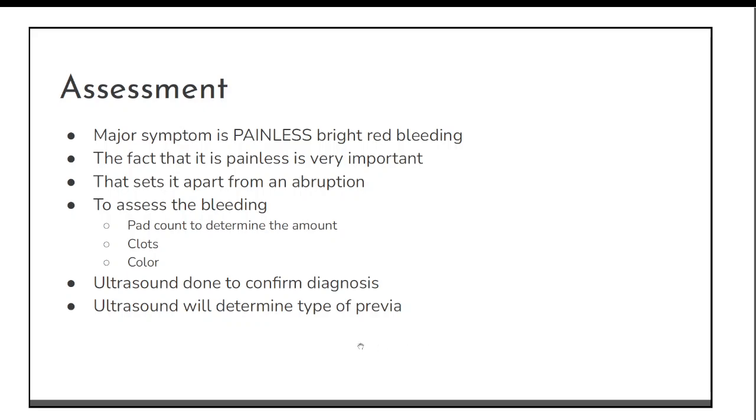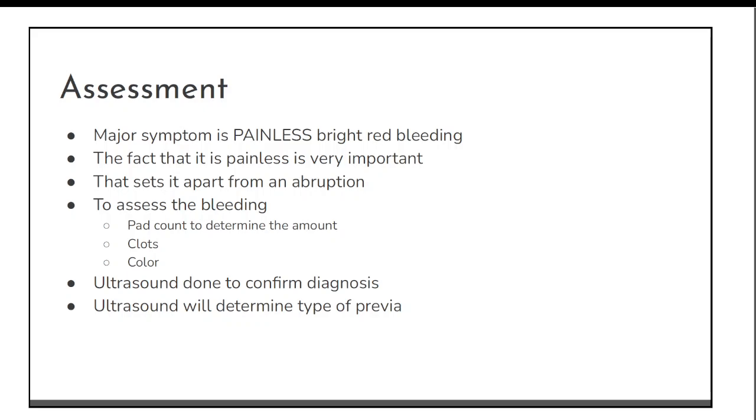When you assess this mother, you want to assess the bleeding. It's going to be bright red, and you're wanting to assess how much bleeding she's having. Usually we do this with something called pad counts. All right, so we'll have pads. We'll count how often she is saturating those pads. All right, you want to look at the color of that blood and if there's any clots in it as well. How is this diagnosis confirmed?